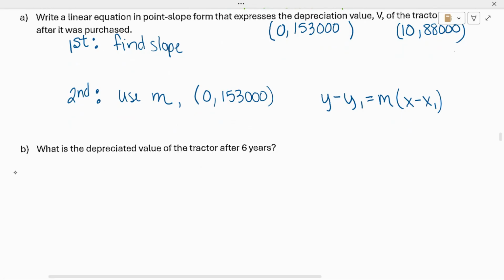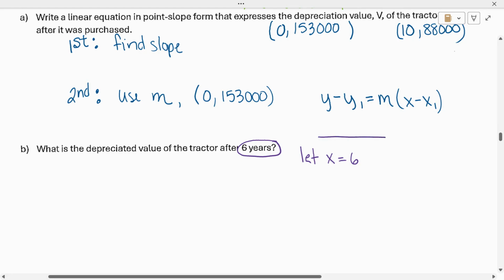Got it? This second part says, what is the depreciated value of the tractor after 6 years? This means you're going to take this equation that you get and you're going to let x equal 6. You're plugging it in right here. You're not changing the x sub 1. You're plugging it in right there after you get your equation, just like we plugged in for y in the top, not y sub 1. Does that make sense?